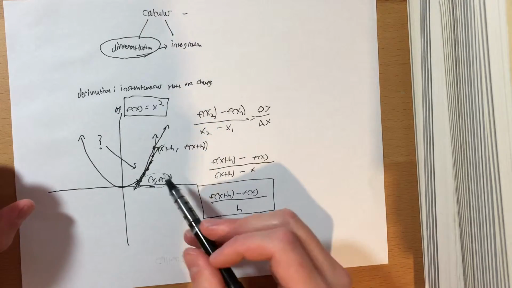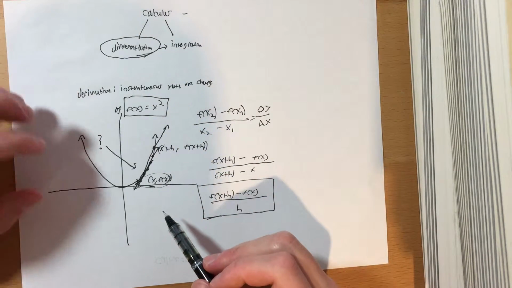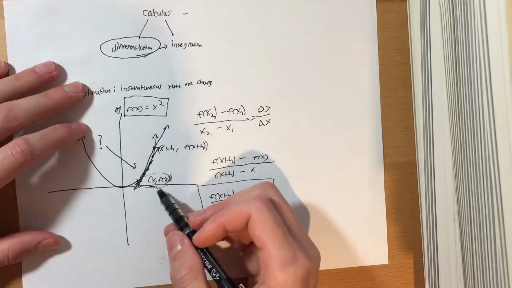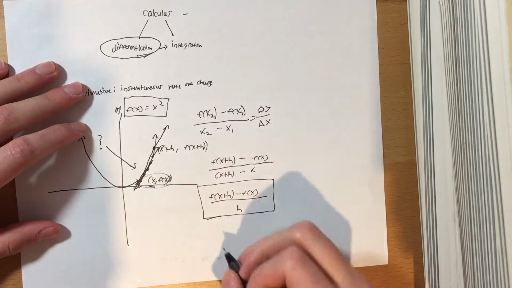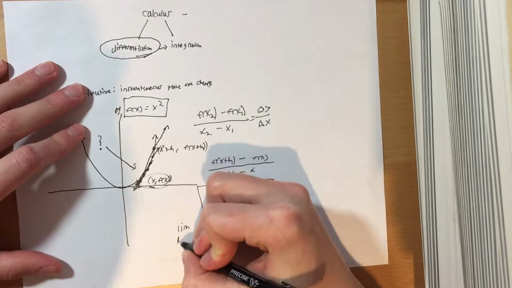Remember, it can't be just x and x, because then that would fail, because we'd only have one point and we can't plug that in. So we want to make h as small as possible. In fact, we're going to have h approach 0.